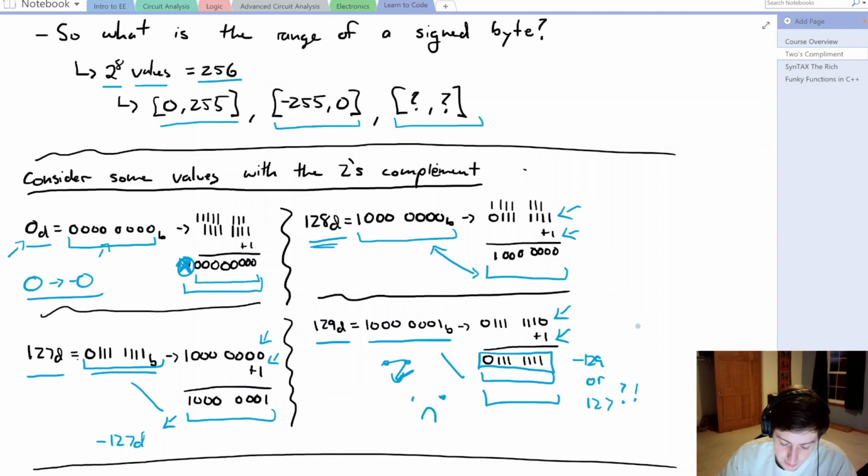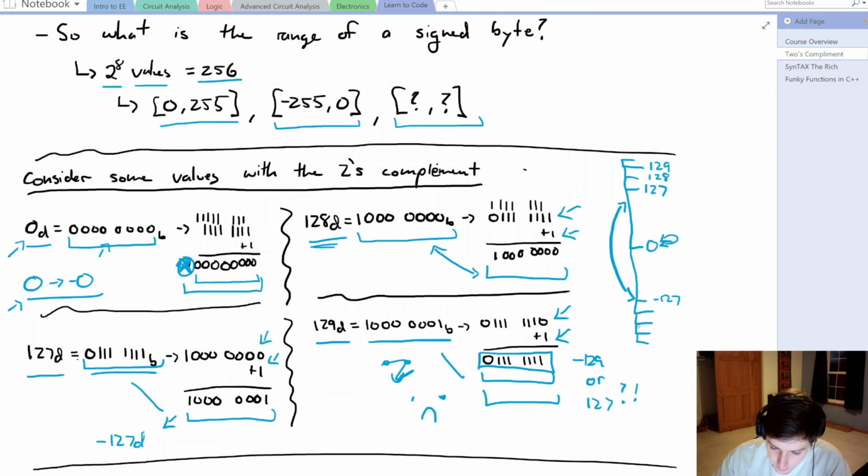And if we look at our examples, really what we had was 0 maps pretty fine, 128 gets a little bit weird, 127 seems okay, and 129 just creates headaches. And we know that the 2's complement of 0 sends us right back to 0, 128 maps us to 128, and 129 maps us also to 127.